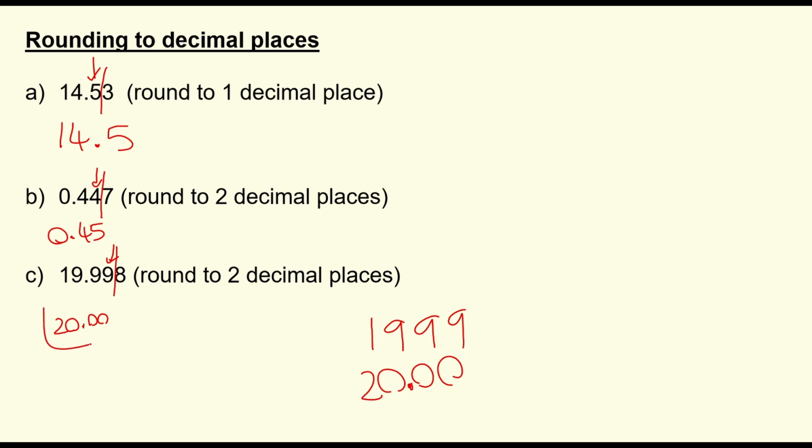You can leave your answer as 20.00 or 20. I like to leave it as 20.00, just to show any examiner that I have recognised it's been rounded to 2 decimal places. But of course, 20.00 and 20, they're one and the same thing.